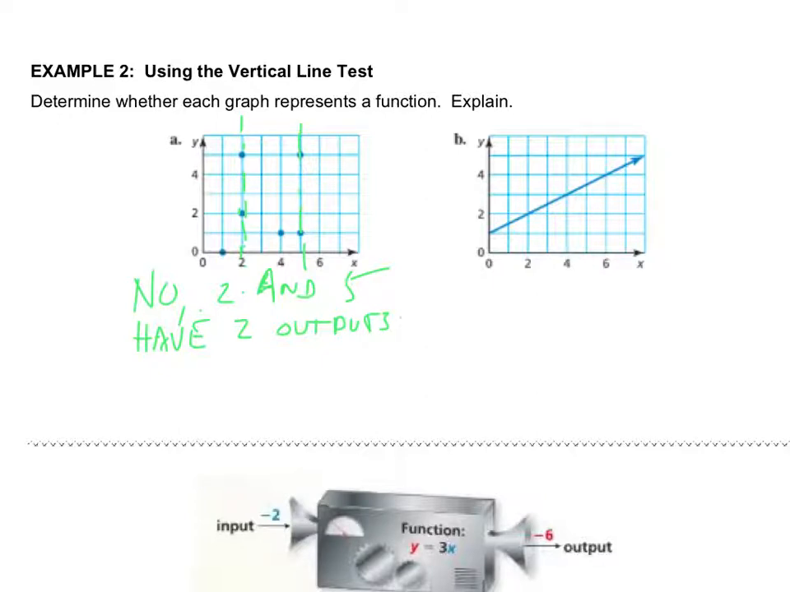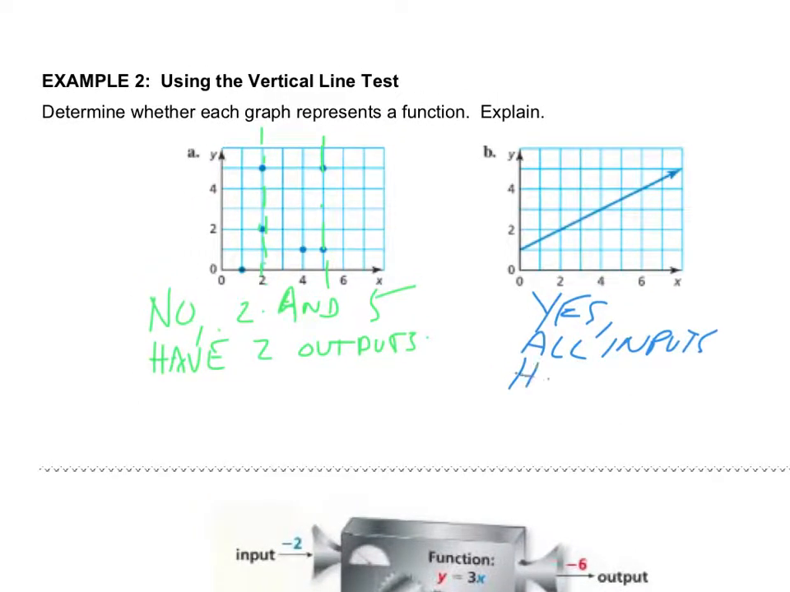Okay? Again, it's still a relation. It's still a graph. I can still make the graph. I can still use the graph. It's not that I can't do anything. I just can't call it a function. On the next one, if I was to place any vertical line across this as I go horizontally all the way through, I am only going to hit 1 point above every x value. So we would say, yes, all inputs have one output. So it can be called a relation, but also a function.